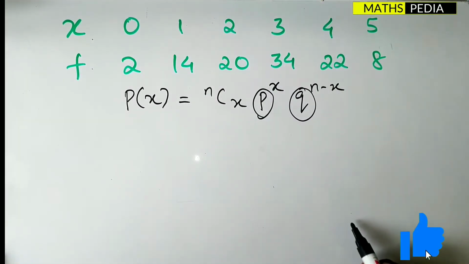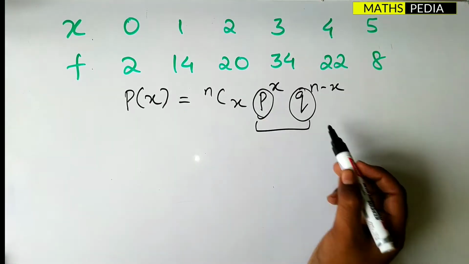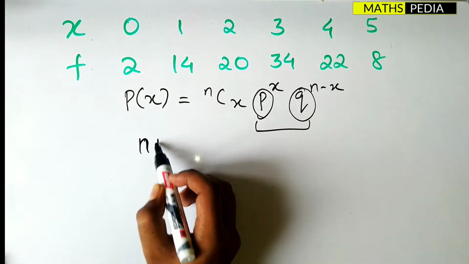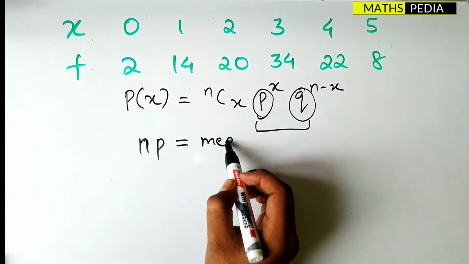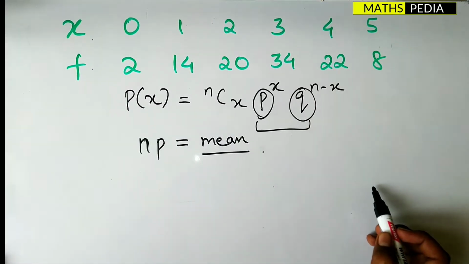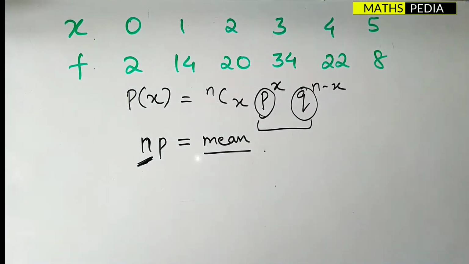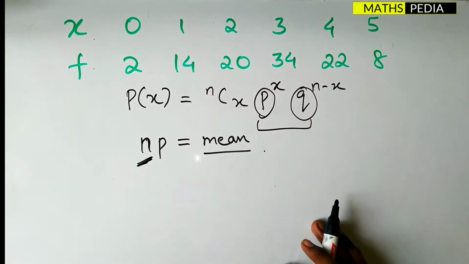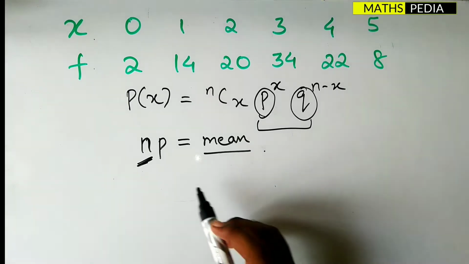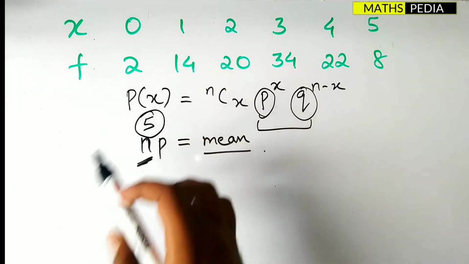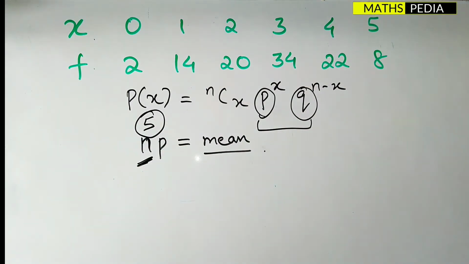The experiment is not known. Therefore, we have to find some relation in order to find p and q. We have one relation: np is equal to the mean. Now, n is not given. So always remember, n will be taken as 5 because the data is not given and the experiment is not known. We take it as 5 only for fitting a binomial distribution, since the experiment is not known.